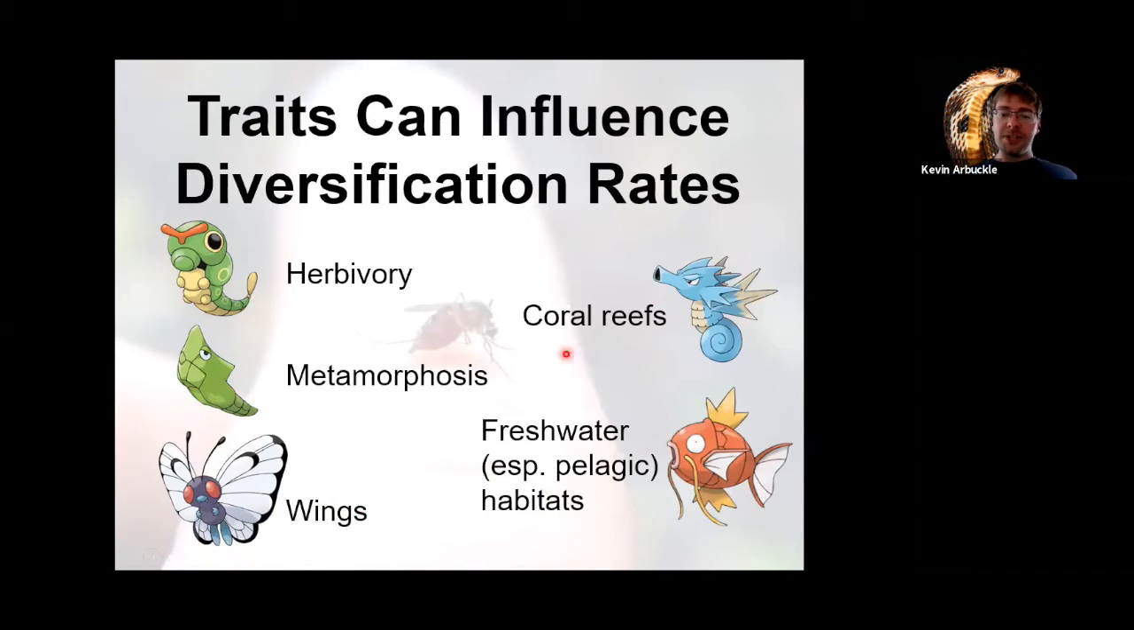But in terms of fishes, it's mostly habitat that seems to be important, given previous research. So those that live in coral reefs or those that live in freshwater habitats tend to be faster speciators, so higher diversification.